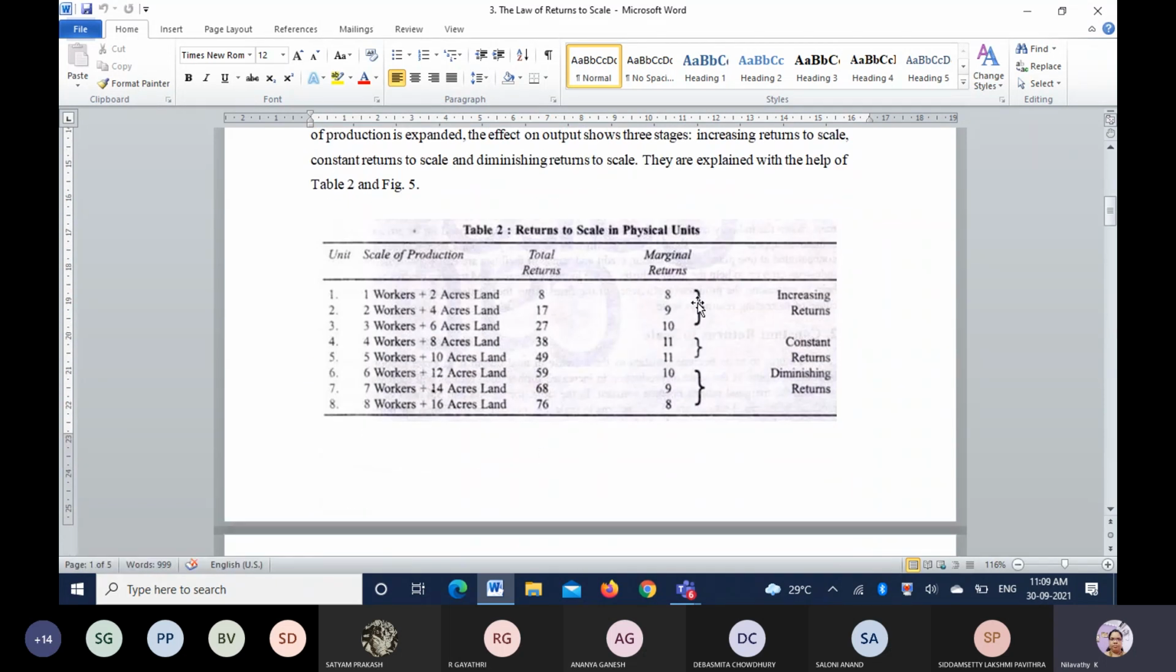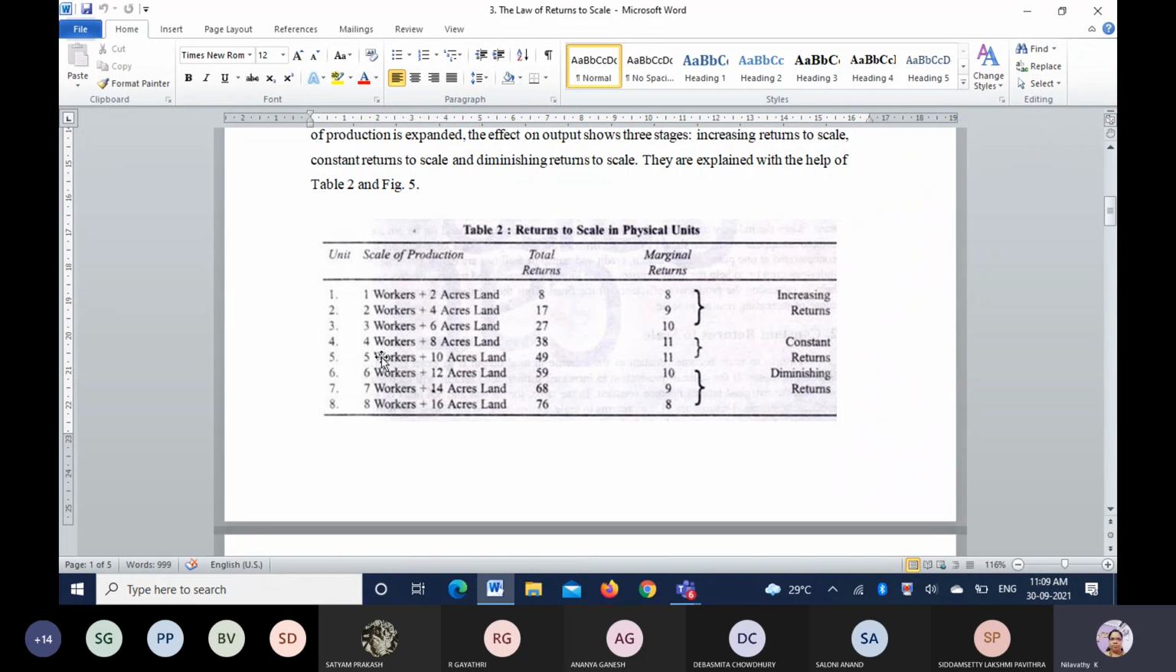So here they have given a schedule. You can see a scale of production. Scale of production means the units of inputs being used in the production process are explained here. So 1 worker, 2 acres. If they increase in the same proportion, 1 more worker and 2 more acres, so 2 workers, 4 acres of land, what happens to the total output? That is what we are seeing.